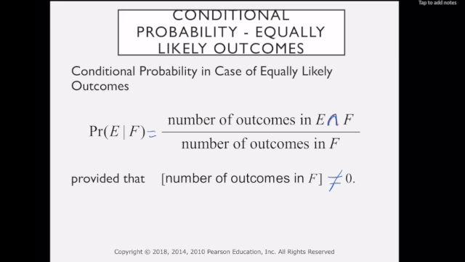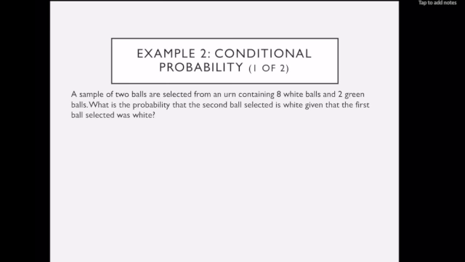So let's work through an example. A sample of 2 balls are selected from an urn containing 8 white balls and 2 green balls. What's the probability that the second ball selected is white, given that the first ball selected is white? So what we're trying to find is the probability that we have a second white ball, given that our first ball was white.